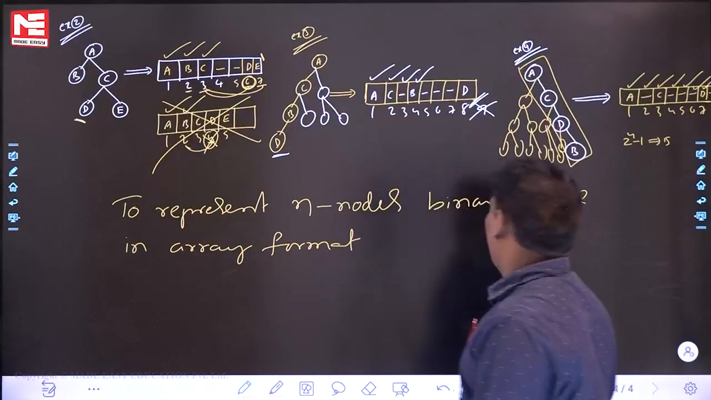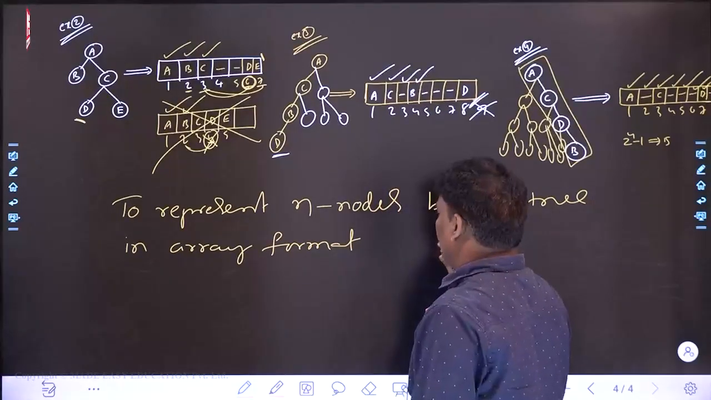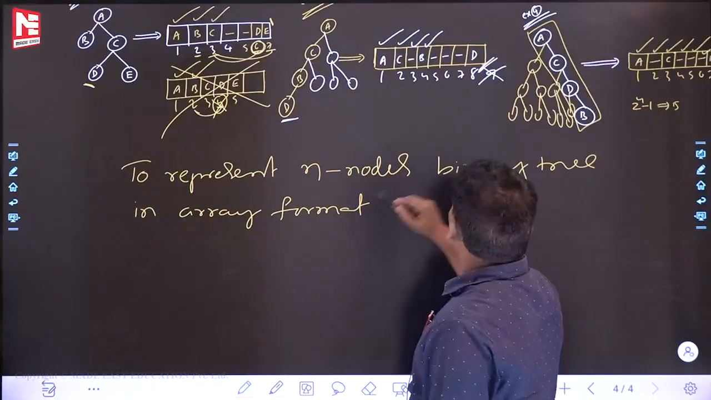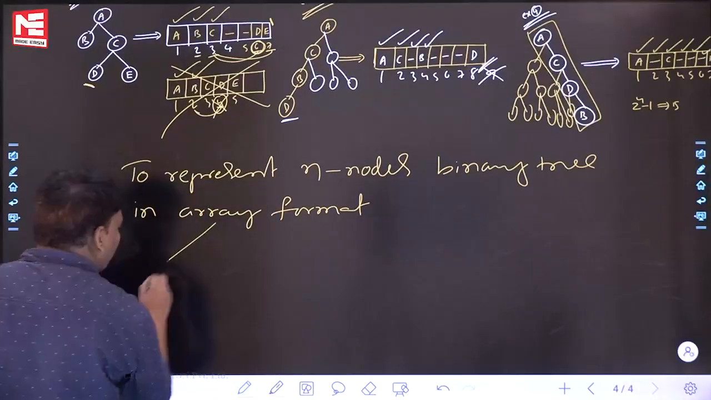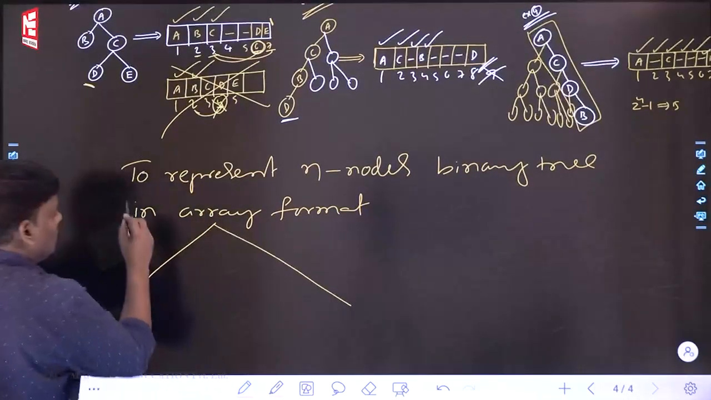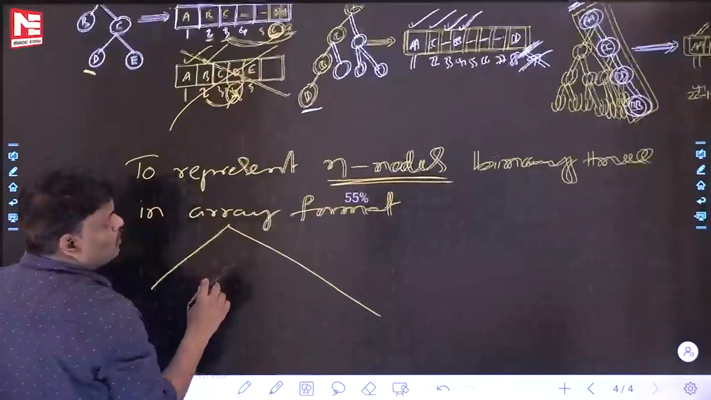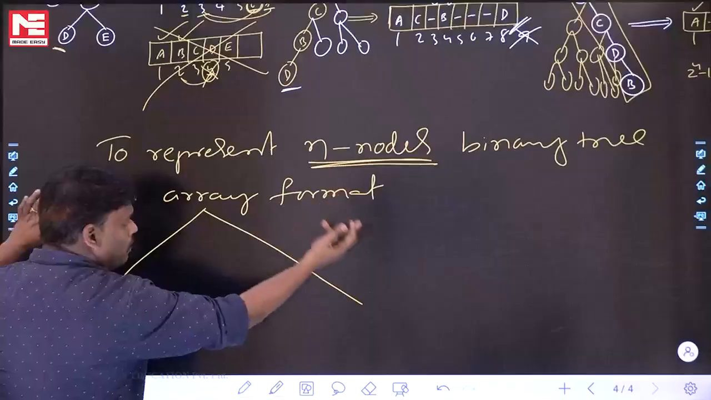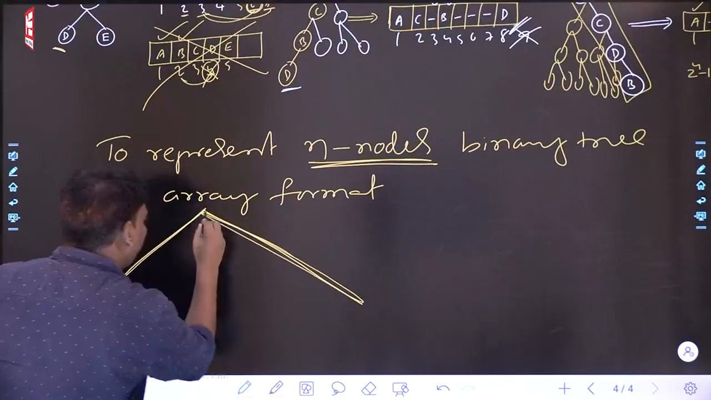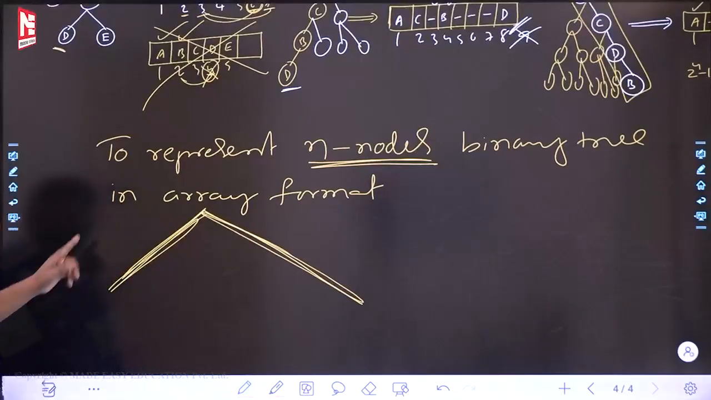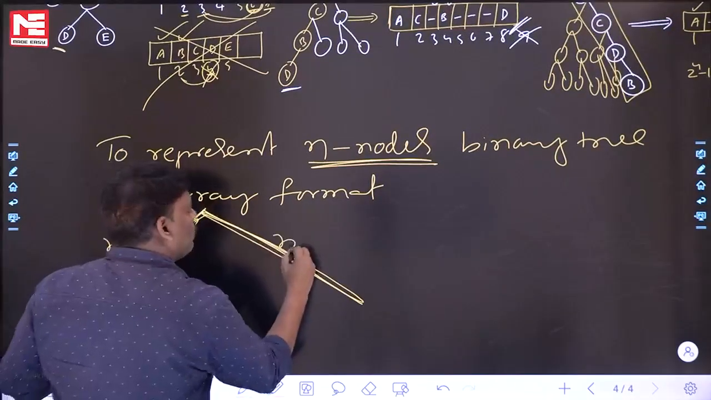To represent an n-node binary tree in array format, what is the minimum size array required? What is the maximum size array required? In one of your previous papers, they were asking this.